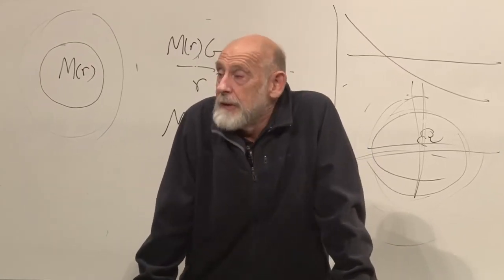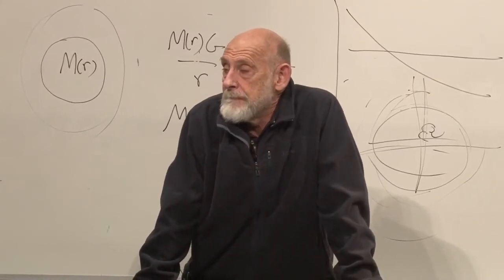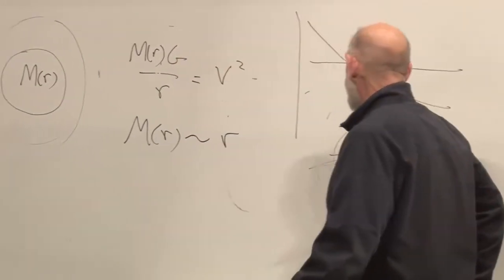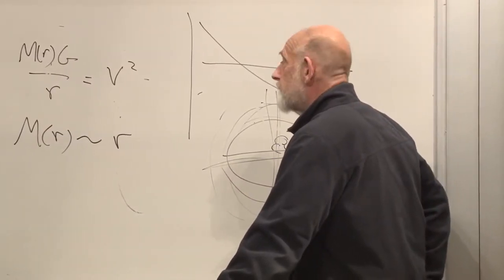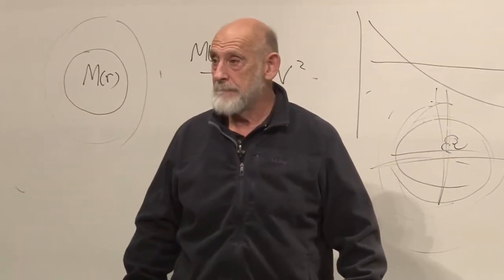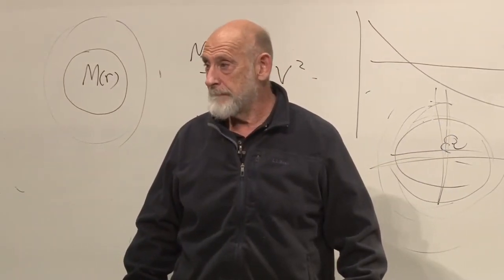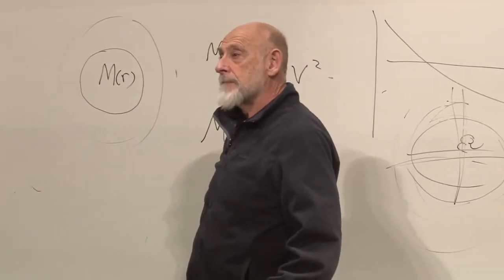Yeah, but if I combine these two, it says that velocity is independent of r. Is that correct? Velocity is independent of r. So that says that the angular frequency goes like 1 over r. Yeah. So doesn't that explain that kind of spiral?